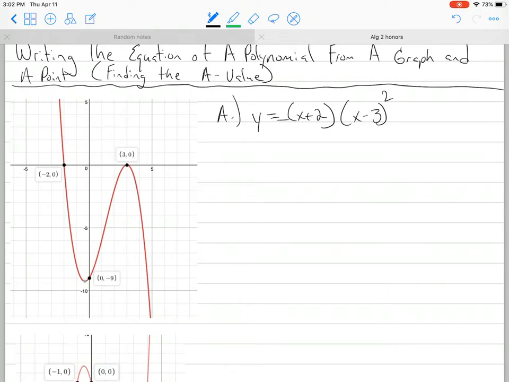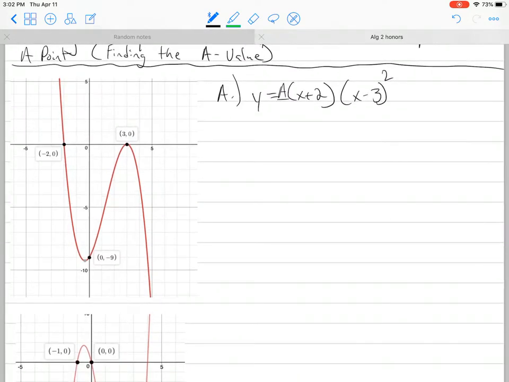All right, but the question is, is there an a value? So I need to find another point that is not an x-intercept. Any other point. Well, I happen to have a pretty one right here. It's a y-intercept, but that's fine, right? And so I see that x is 0 and y is 9. So I'm going to plug those in.